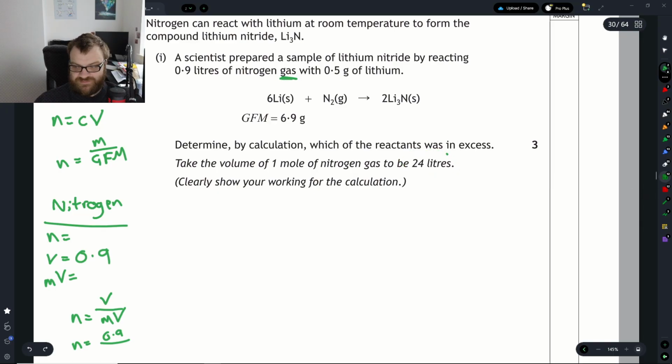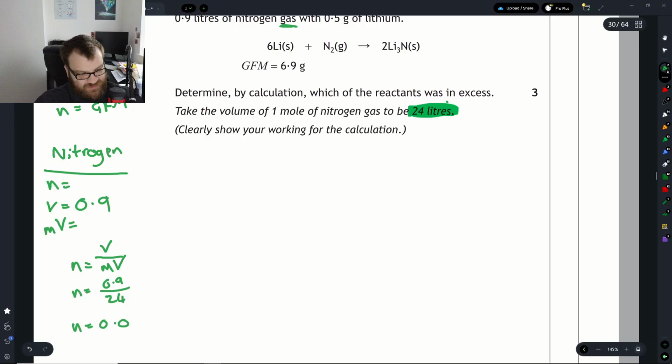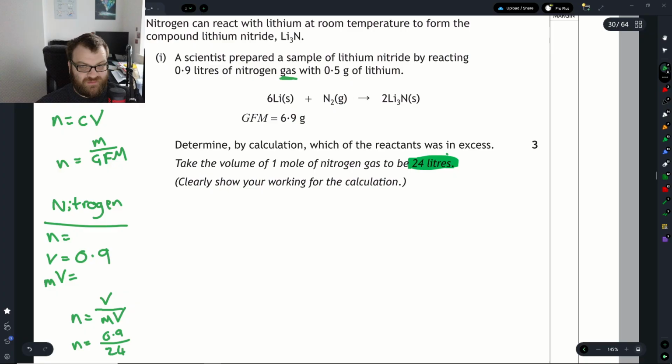Down here is telling us that molar volume is 24 litres. The volume of 1 mole is 0.9 over 24. Use our calculator. Gives an answer of 0.075. Moving on to our next chemical, which is lithium.